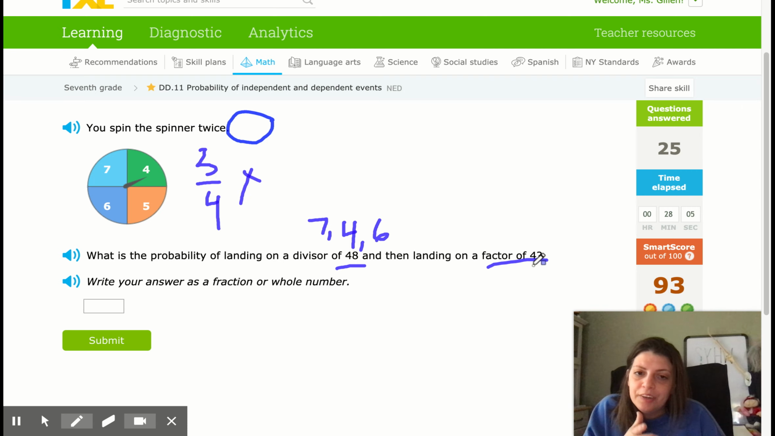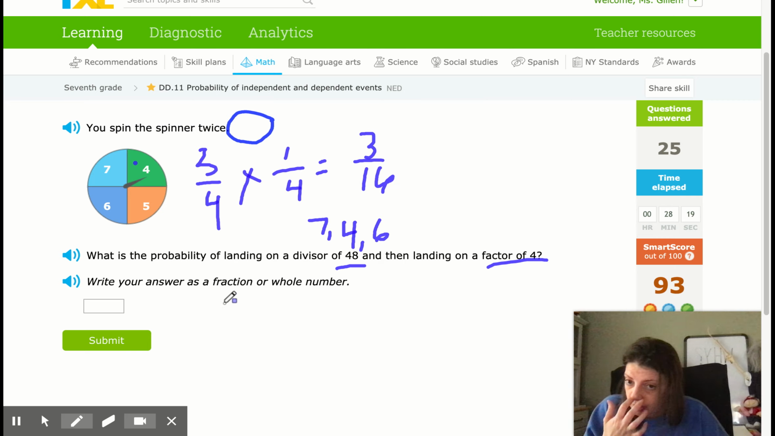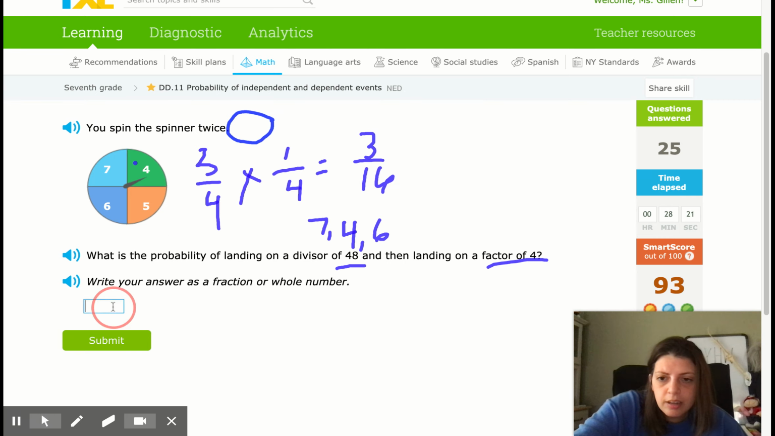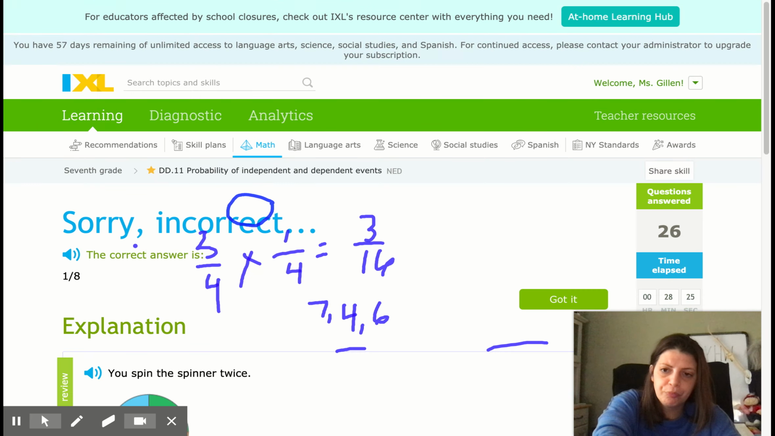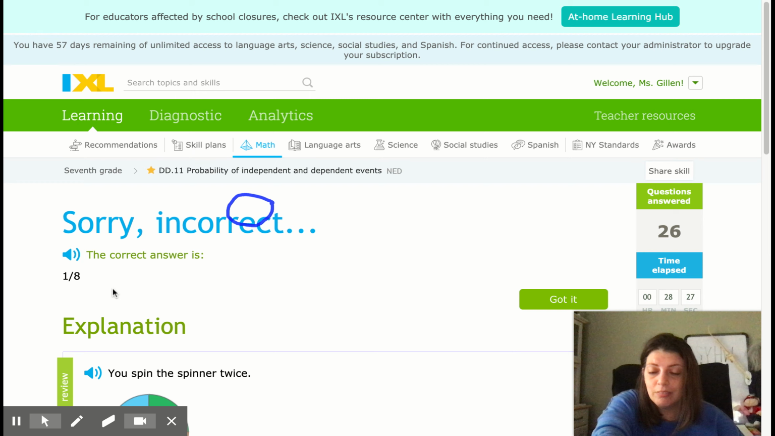And then a factor of 4. Not a multiple, yeah, factor of 4. Only one of them. 4 is a factor of 4. It's a weird problem. But this is why I wanted you to practice all that stuff. 3 out of 16. What did I do wrong?